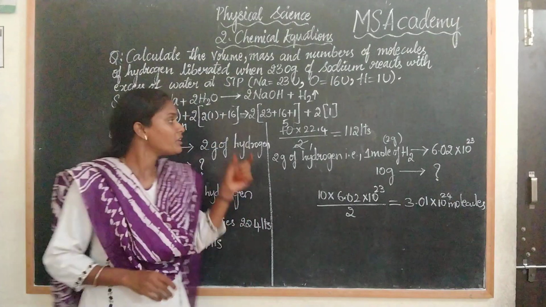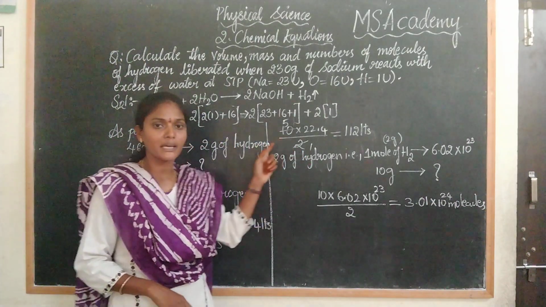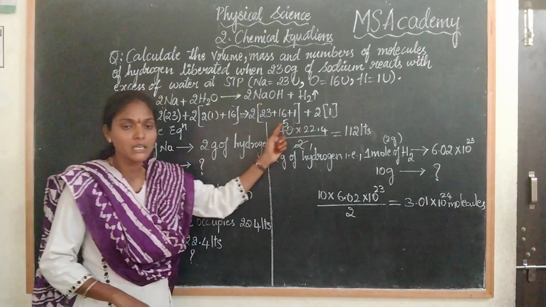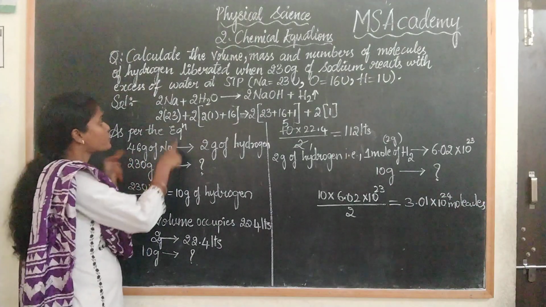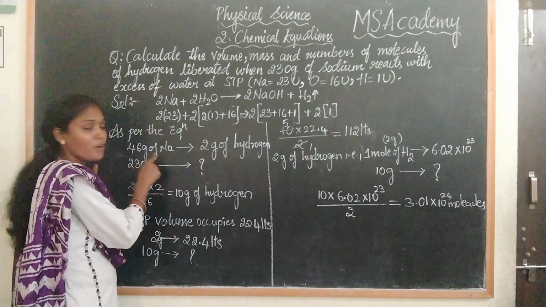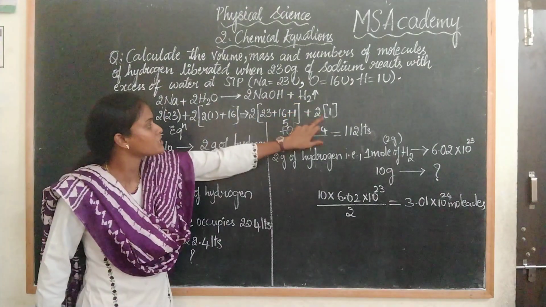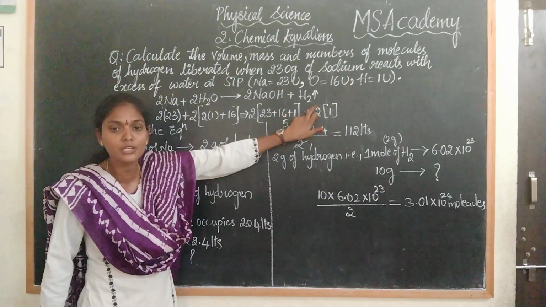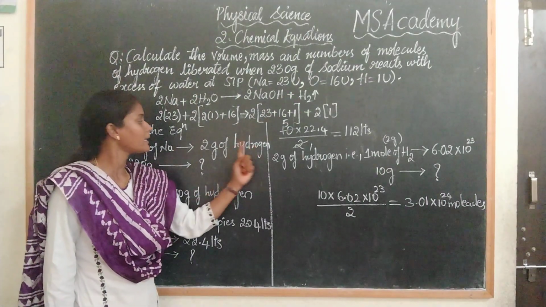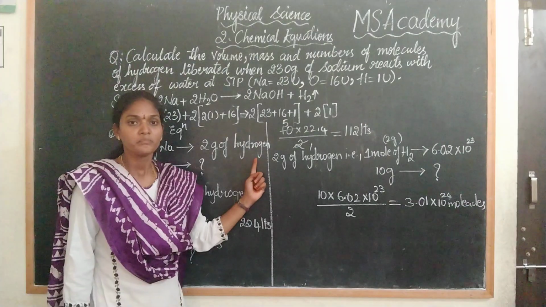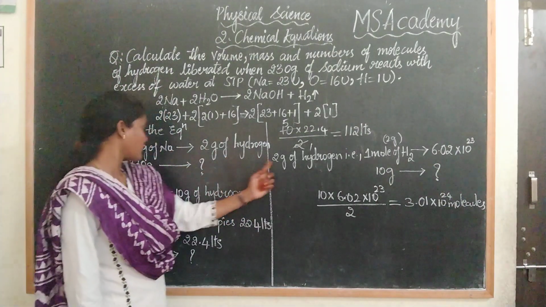Now we have written the balanced chemical equation and substituted the values. From the balanced chemical equation it is very clear that 46 grams of sodium, 2 into 23, is nothing but 46. And the value for hydrogen, H2, is 2 grams. When I take 46 grams of sodium, it is liberating 2 grams of hydrogen gas.